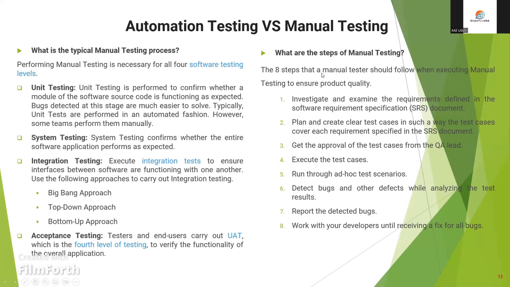So what are the steps for manual testing? There are several steps you can follow for manual testing. One is investigate and examine the requirements, defining the software requirement specification documents, SRS. And then you plan and create clear test cases in such a way that the test cases cover each requirement specified in the SRS document, right?